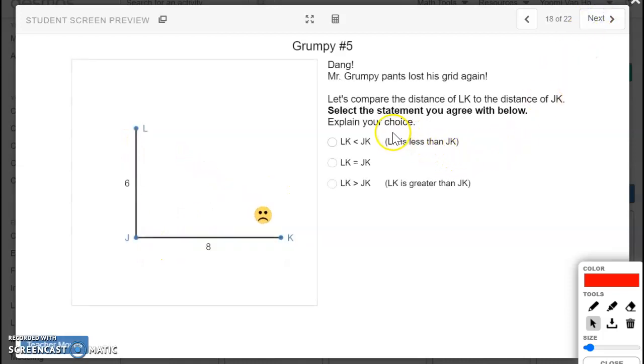Okay, now let's compare the point here. So now we're trying to estimate this length. Select the statement that you agree with below. Okay, what do you notice? Well, this is a right angle triangle, so this is going to be the hypotenuse. That means this is going to be the longer side. So LK is going to be longer than JK. LK is longer than JK.